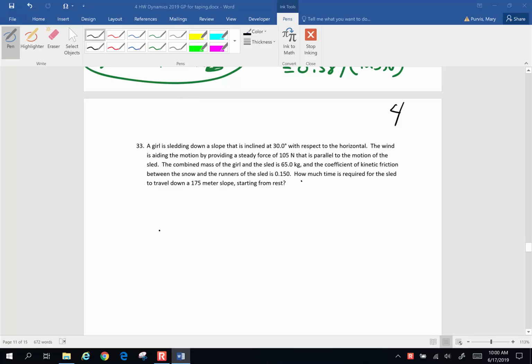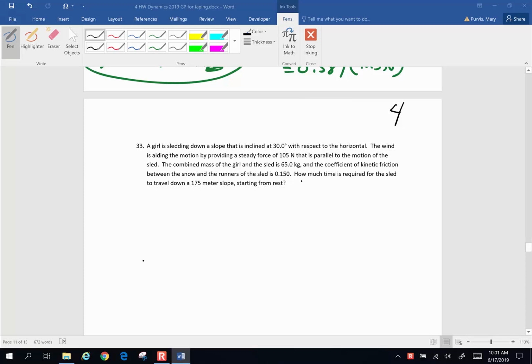Here goes. A girl is sledding down a slope that is inclined 30 degrees with respect to the horizontal. The wind is aiding the motion by providing a steady force of 104 newtons that is parallel to the motion of the sled. The combined mass of the girl and the sled is 65.0 kilograms, and the coefficient of kinetic friction between the snow and the runners is 0.150. How much time is required for the sled to travel down a 175-meter slope starting from rest?